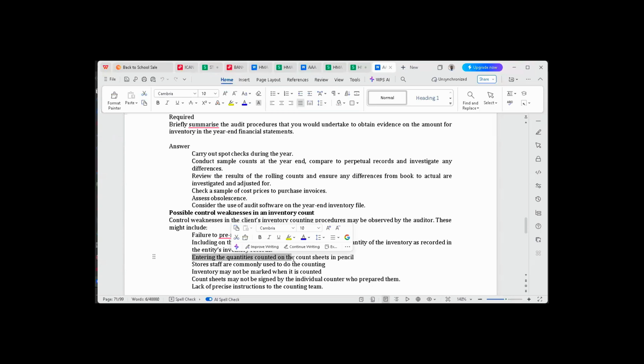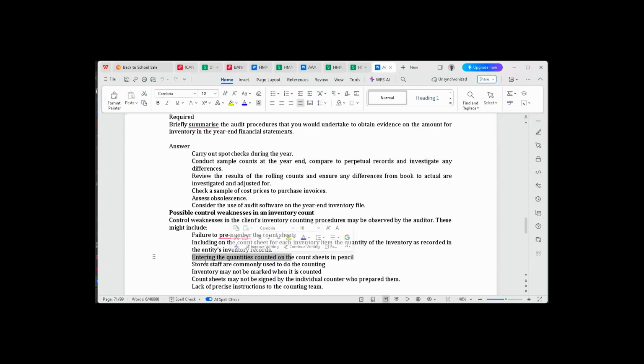But if we have written it using pen, if there's going to be any adjustment, you are going to see the traces of adjustment or cancellation, which might trigger some questions, okay? So you shouldn't use pencil. That's another control weakness that can be avoided if you use biro, you do not use pencil, okay?